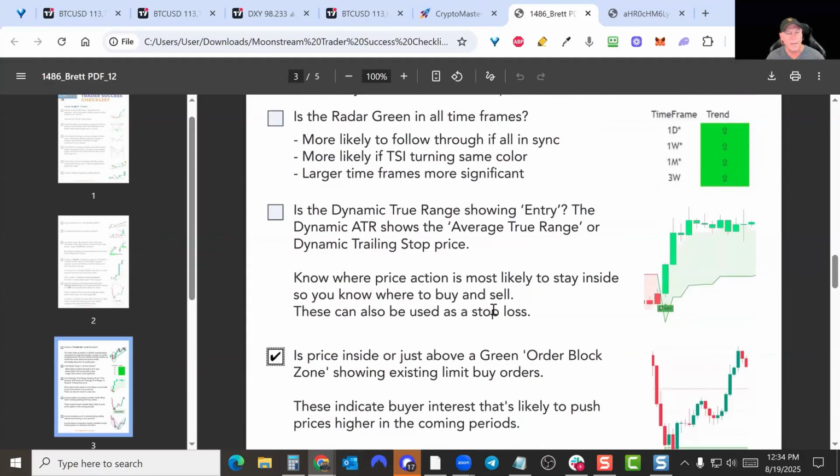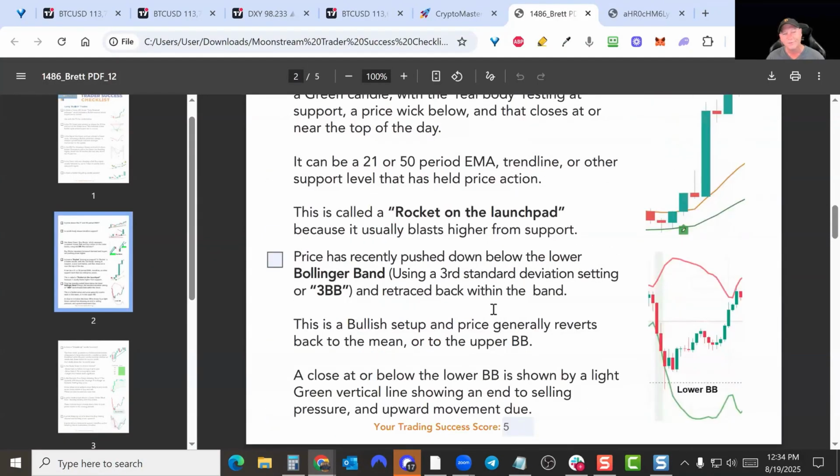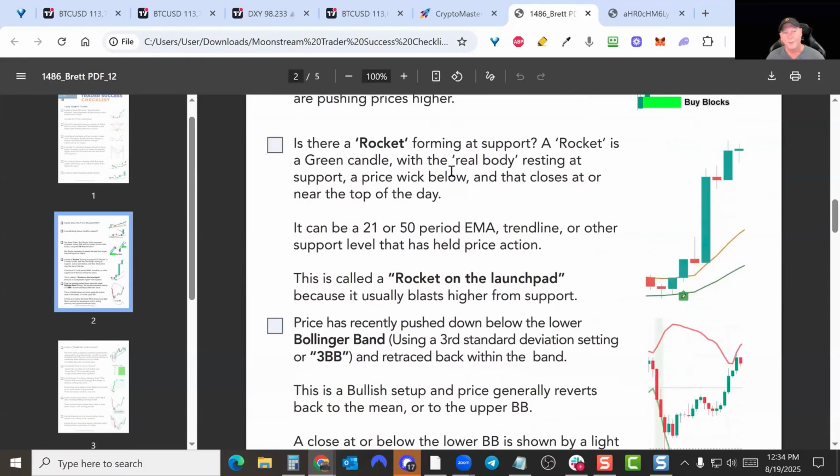And so now we continue to look for other factors that could push it higher. What's another one? This is one of my favorites that you're going to love. It's called the rocket. If you've ever seen a bottle rocket or fired off a firework, maybe that's what it looks like. The real body, that green body there, is the rocket fuel. It has to be sitting on what I call the launch pad, usually the 21-day or the 50-day period.